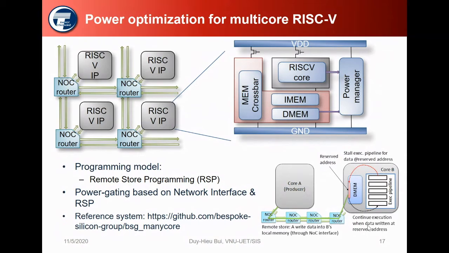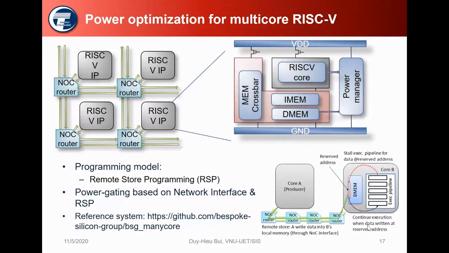And for the low power part, we also work on power optimization for a very large scale RISC-V system using the network router. This work is based on the system from the BSG Manycore project. In this work, we propose a power gating technique for multi-core RISC-V system based on remote store programming. We divided the system into two parts: the RISC-V core and the memory crossbar. And the power manager, depending on the load of the system, chooses to power gate the RISC-V core or even the memory.